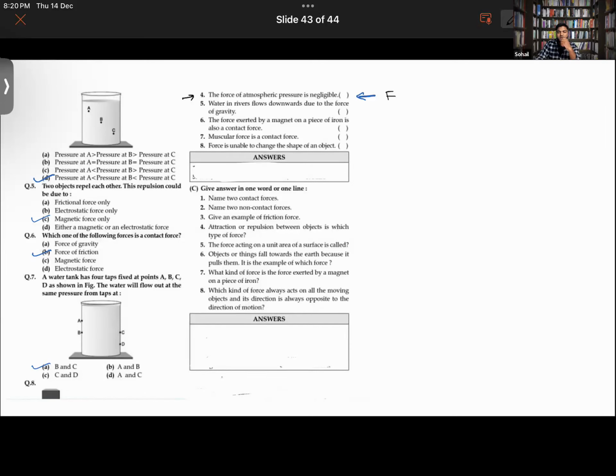Water in a river flows downward due to the force of gravity. That is true. Apart from that, you have the inclination as well, but there also the force of gravity will come into play. Question number 6. The force exerted by a magnet on a piece of iron is also a contact force. That is obviously false. Muscular force is a contact force. True. Force is unable to change the shape of an object. Obviously false, right?